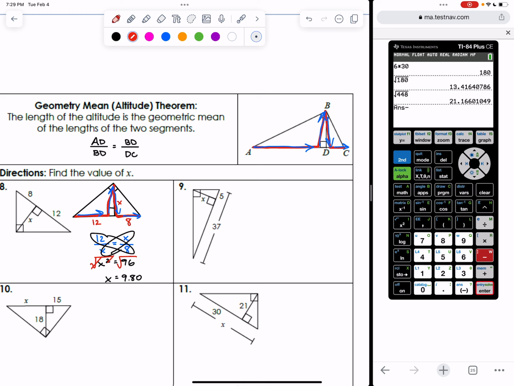All right, now I want you to try out number 9, but I also want to point out that on number 9, you're given this length, which is the whole length. Remember, we only want this length right here. So how would you find that length? How did you get 32? Exactly, this is the whole length, and then we have this 5 up here. So if I take away 5 from 37, I'm going to get 32. Perfect. Go ahead and try out number 9.